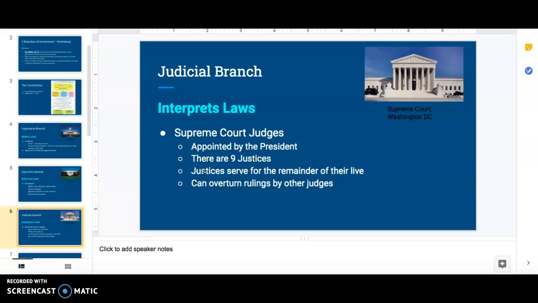If a court case reaches the Supreme Court, they can overturn all the rulings by other judges in this country. The Supreme Court is the last stop for a court case. They are the highest court in the land, and they are in charge of the judicial branch.